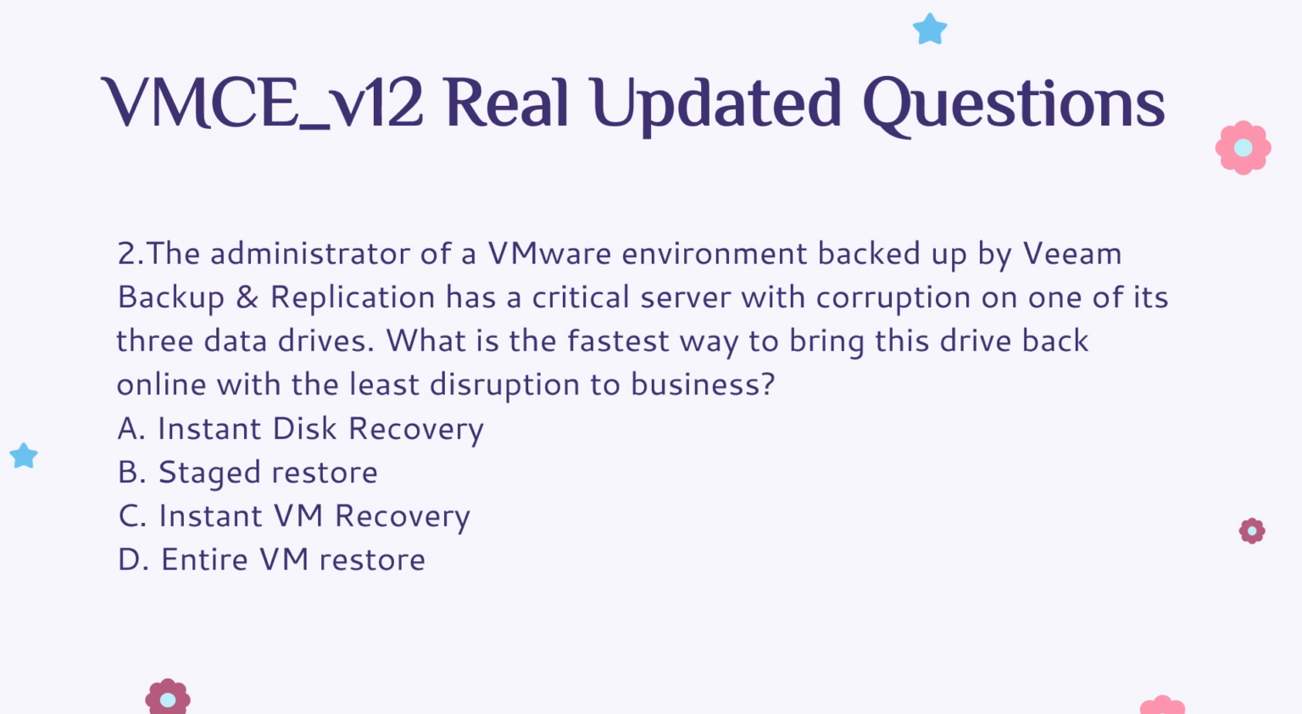2. The administrator of a VMware environment backed up by Veeam Backup and Replication has a critical server with corruption on one of its 3 data drives. What is the fastest way to bring this drive back online with the least disruption to business? A. Instant disk recovery. B. Staged restore. C. Instant VM recovery. D. Entire VM restore.